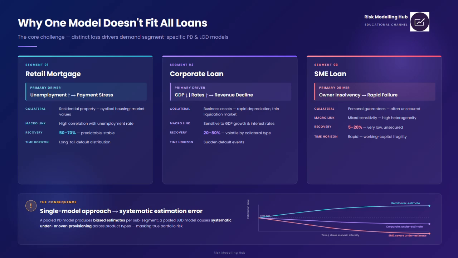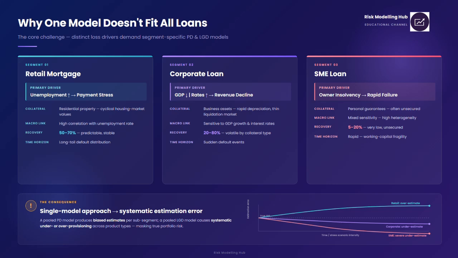Next segment is about the SME loans. Owner insolvency and rapid business failure, these are the primary risks. Collateral is typically personal guarantees, they are often unsecured. Macro sensitivity is mixed and highly heterogeneous across different business types. Recovery here is very low, only 5 to 20% because most collateral is unsecured. Defaults happen rapidly when working capital dries up.